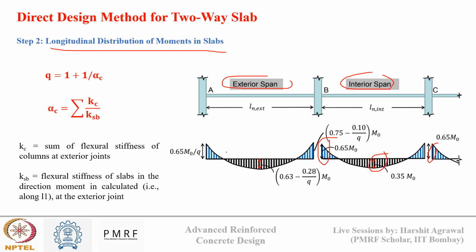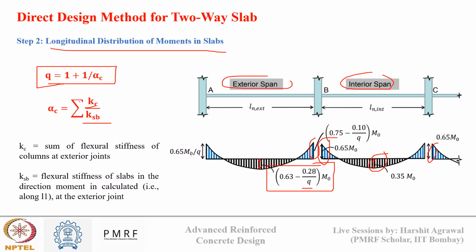But for the external span, the distribution of moment is not direct. It involves an additional factor q. For the middle moment, the starting moment is given as (0.63 minus 0.28 upon q) times M naught, for the inner edge it is given as (0.75 minus 0.1 by q) M naught, and for the outer edge it is 0.6 M naught by q. This q value is given by the formula 1 plus 1 by alpha c, and alpha c is nothing but the ratio of stiffness of column to stiffness of slab.